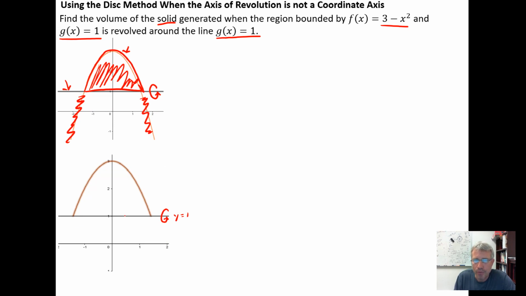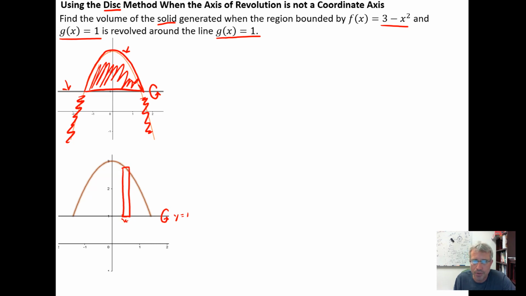And if I'm going to revolve around the line y equals 1, I'm going to draw the characteristic rectangle of revolution with respect to the line y equals 1. And then I'm going to look at this and say, when I revolve this, it's going to create disks or cylinders. How would I calculate the volume of one of those disks or cylinders?